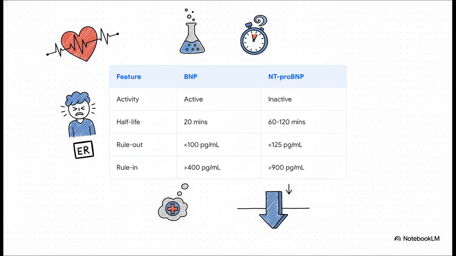You absolutely need to lock in these exact thresholds. BNP is biologically active with a super short half-life of about 20 minutes. NT-proBNP is inactive but much more stable, lasting up to 2 hours.